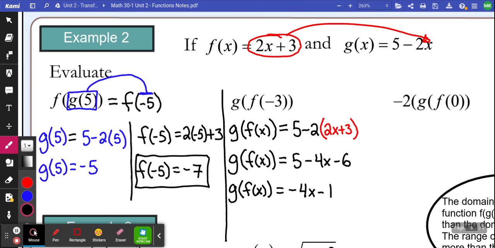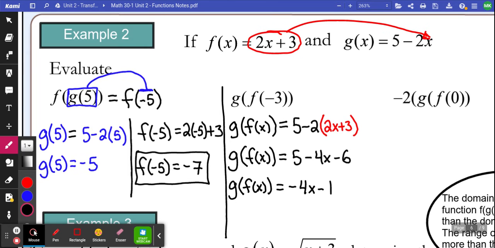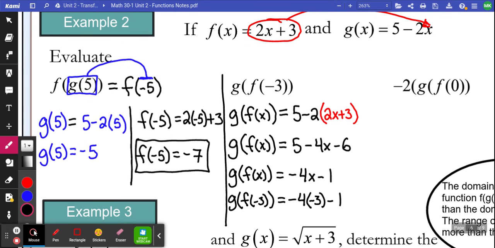So when you're using the first strategy, we're going inside to outside. You're solving the inside and working your way out. If you do this strategy, you've created g of f of x, and now you can go ahead and change x to just be -3. So if I wanted to know what g of f of -3 is, it would be -4 times -3 minus 1. That means g of f of -3 is equal to 11.